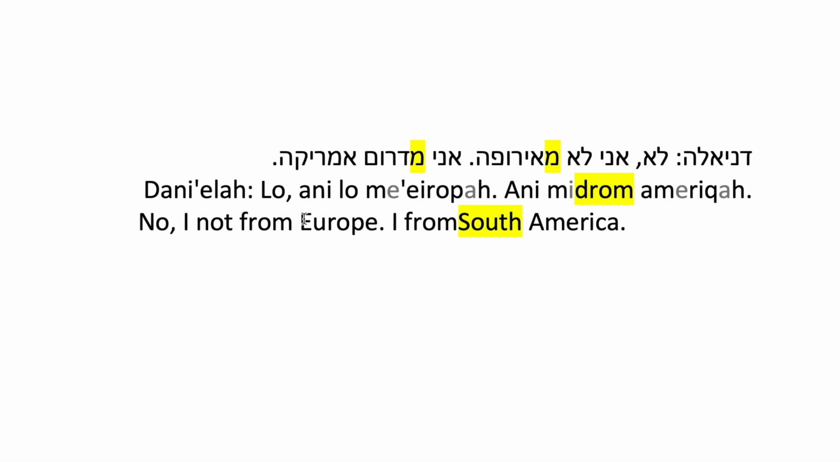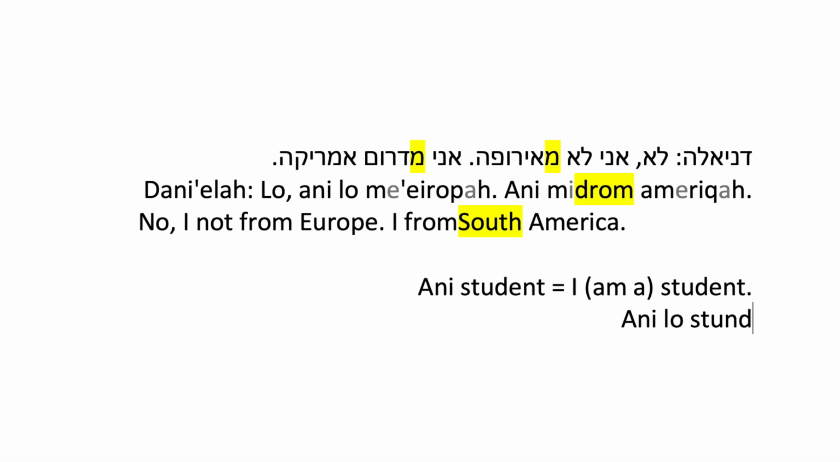So as you can see, if we want to negate, which means expressing the negative form of a sentence, we just insert lo. So let's do another example. If we want to say I am a student, we say ani student, right? I am a student. And if we want to say I'm not a student, we would say ani lo student.